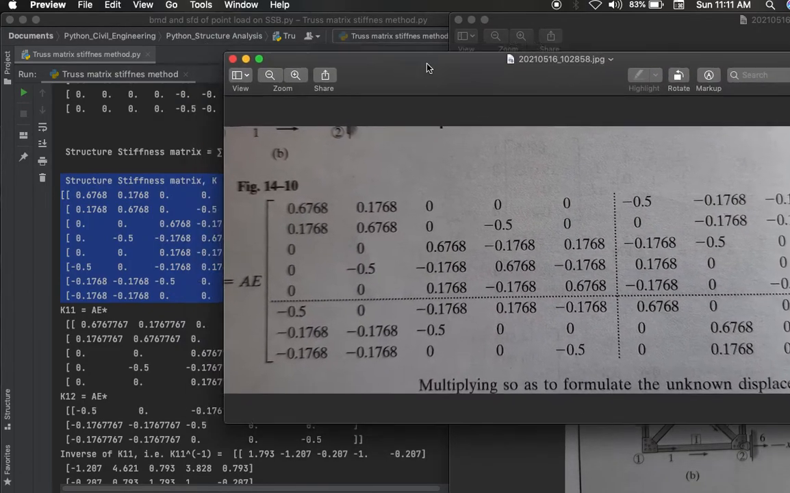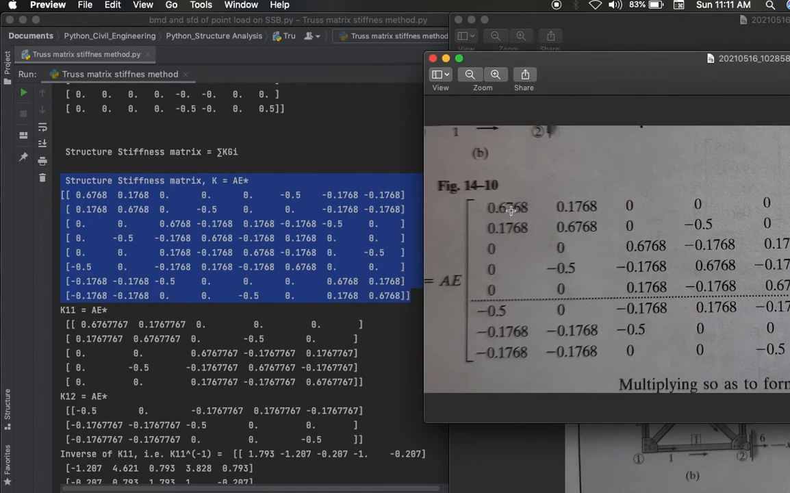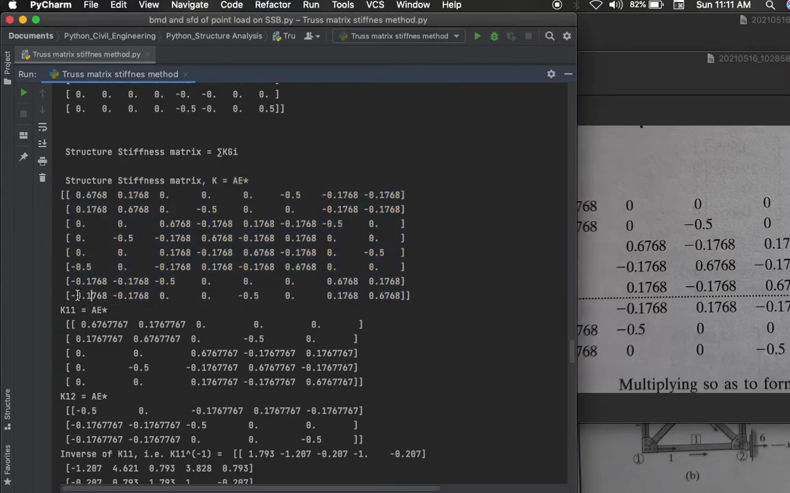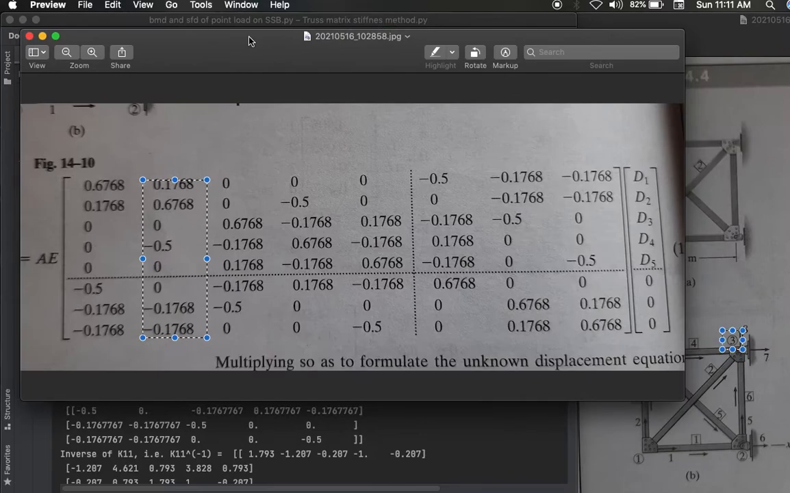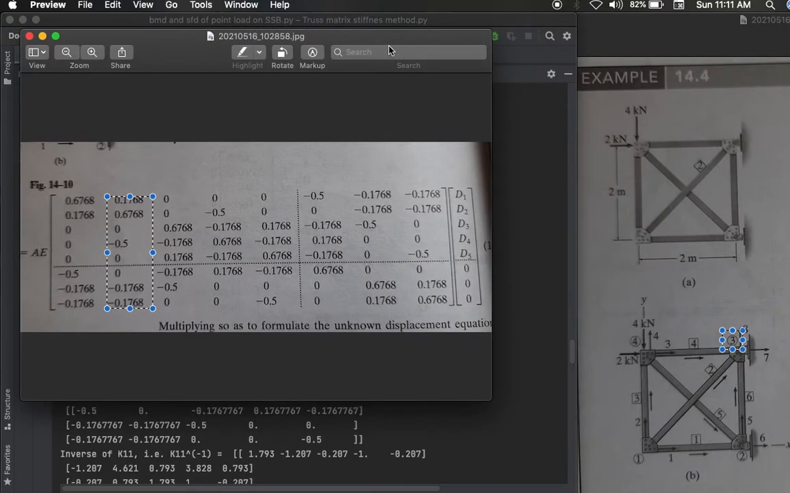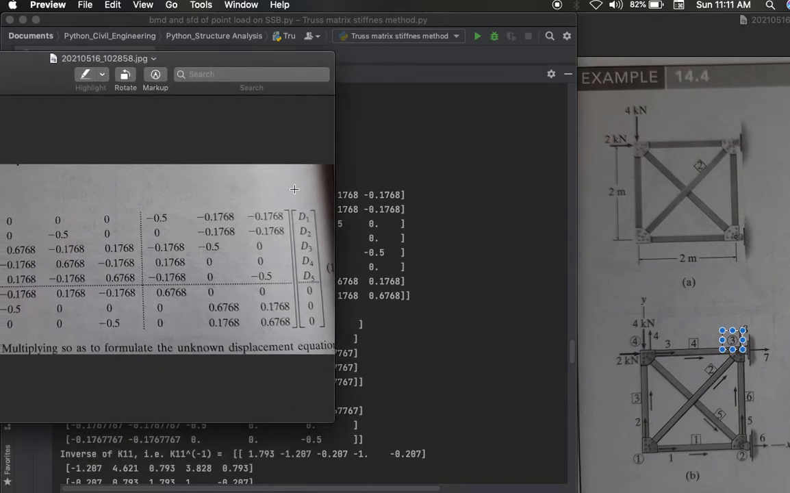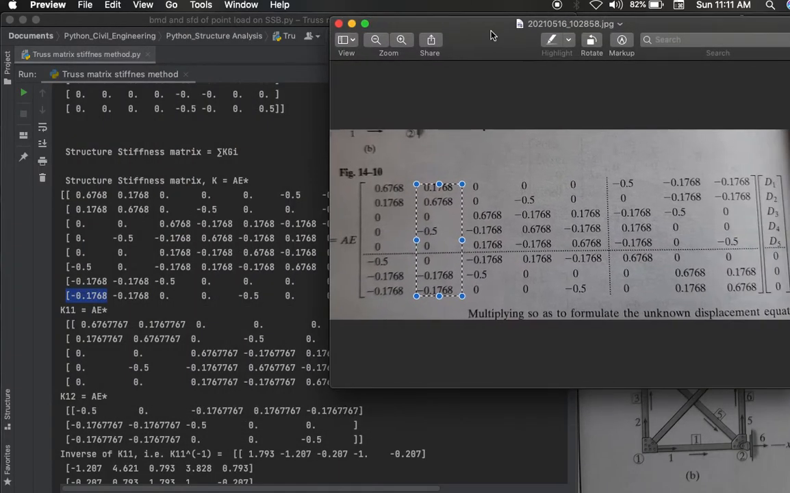Here you can check the first column: this is 0.6768, and here you see 0.6768. Then 0.1768, 0.1768, minus 0.1768, and you can see the same at this point, minus 0.1768. So you can see that you got all the values the same as given in the book solution. You can also check the last column here. Minus 0.1768, all these values are correct. So yes, we have got the correct global stiffness matrix.